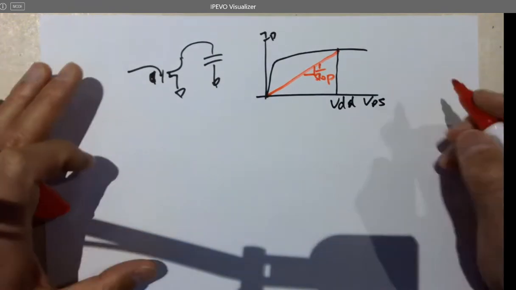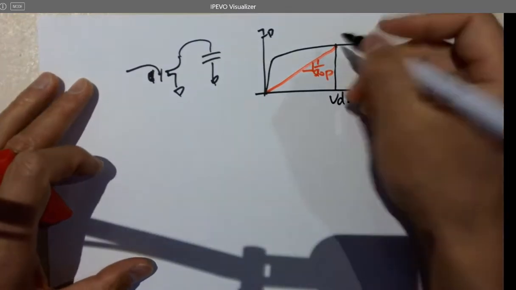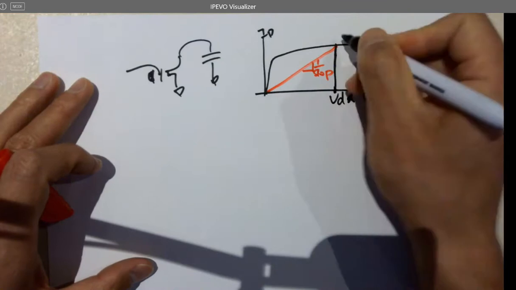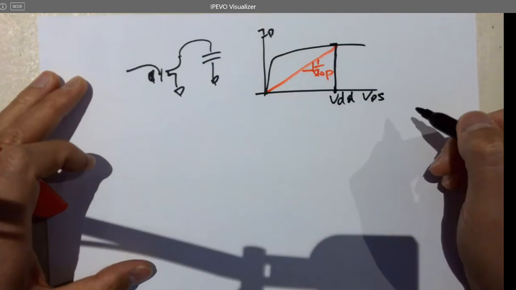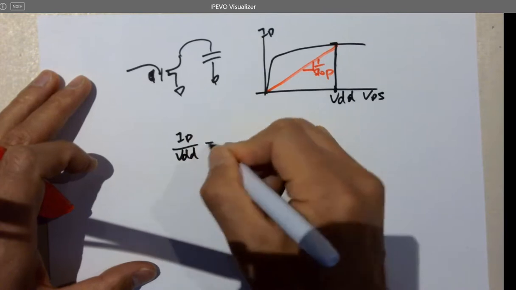So what's the slope? I have to look at this part. Here's VDD, here's IDS. So the slope will be IDS or ID over VDD, right? So what is ID?